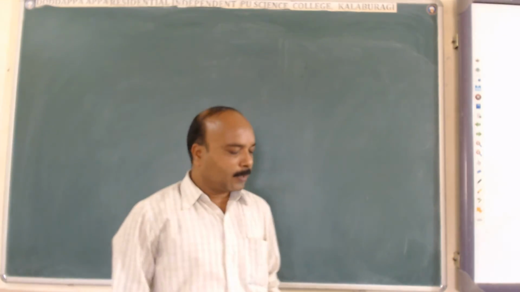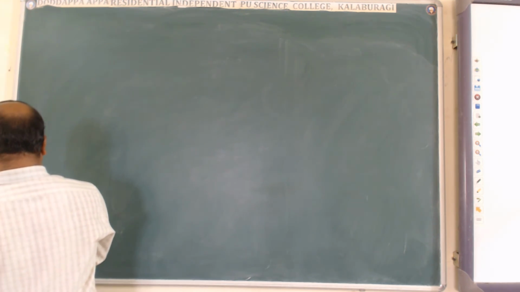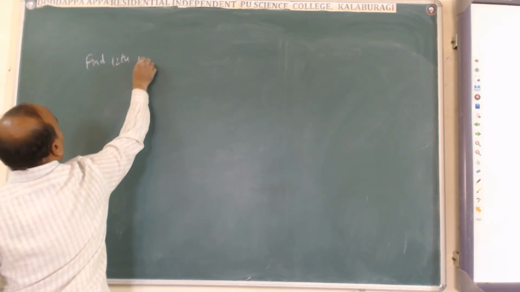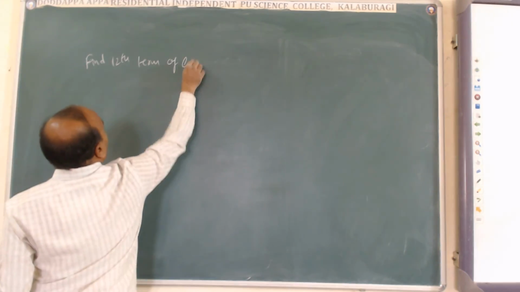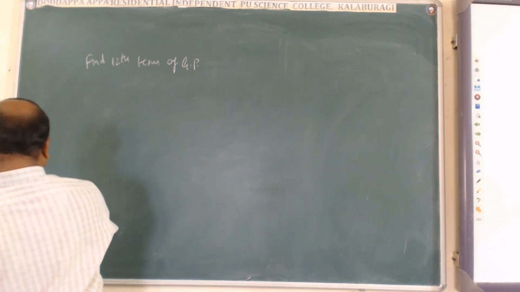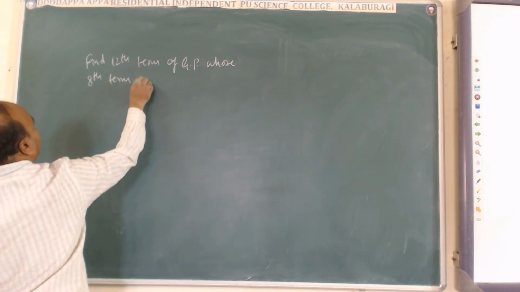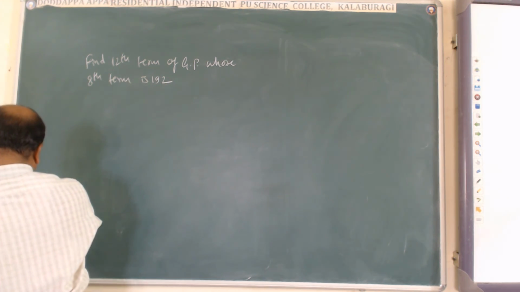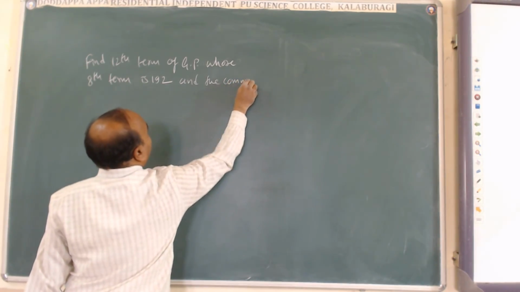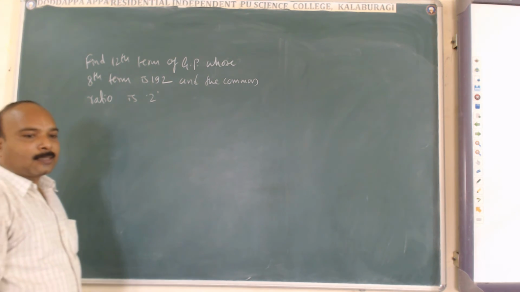Next we go for another example. Find the 12th term of a GP whose 8th term is 192 and the common ratio is 2. This is the question.